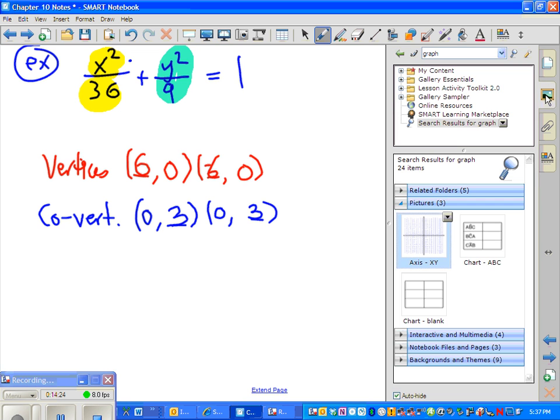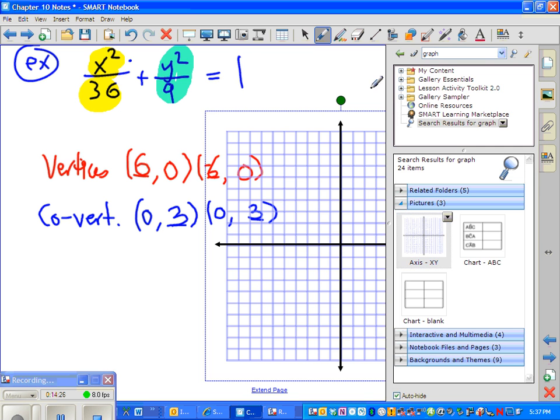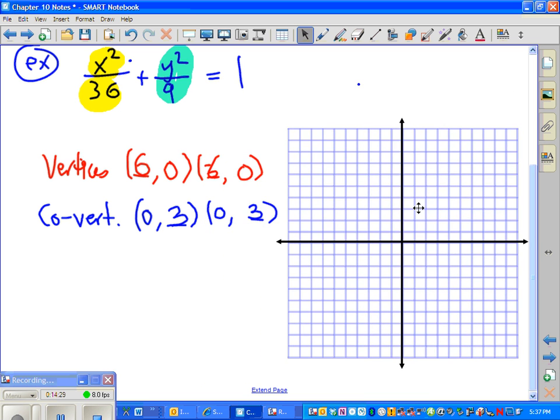So let's take a look at what this graph might look like. The graph itself is easy. The hard part is the foci, or the focuses. So we have 6, 0. So here's 6, 0. 2, 4, 6. So here is 6, 0. And my co-vertices are 0, 3, and 0, oh, I forgot the negative here, 0, negative 3. And then you're going to draw the smooth shape of an ellipse.